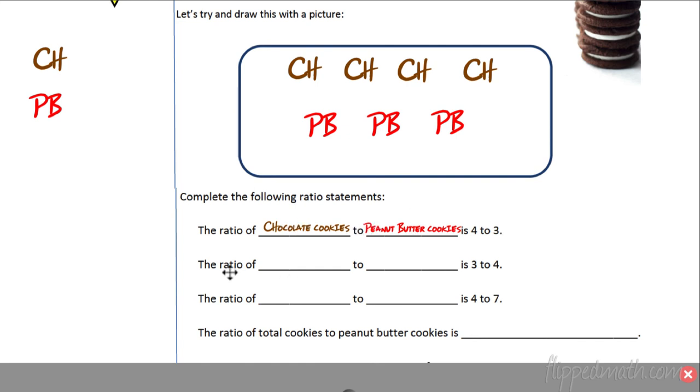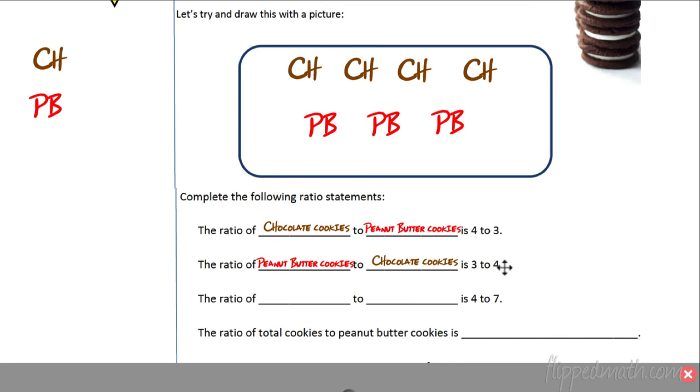Well, let's see what happens here. The ratio of blank to blank is 3 to 4. Notice that we changed the order, right? So I need whatever the number 3 is associated with first. I need to write that first because that tells me the order at which I'm comparing. So for the second example, we would have the ratio of peanut butter cookies to chocolate cookies. That would be 3 to 4.